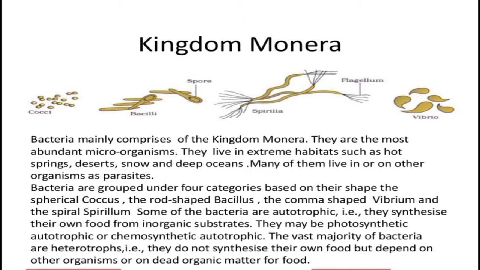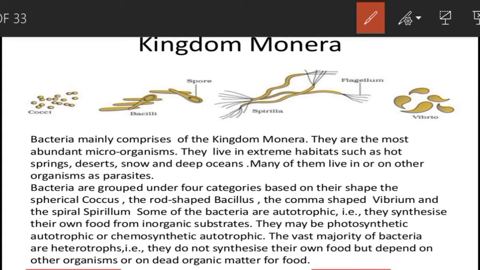Now, shape. The bacteria possess different shapes, like coccus, plural is cocci. So, coccus bacteria are oval or spherical cells without flagella.